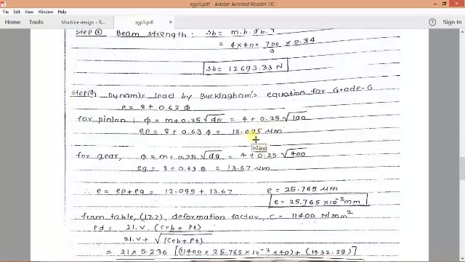12.005 micrometer. Keep in mind when we calculate the error in any problem, the value that we calculate comes in micrometer. It is not in meter or mm. So it is in micrometer.